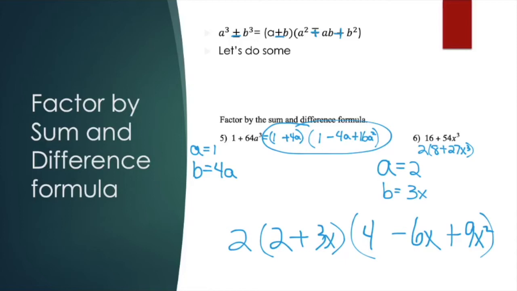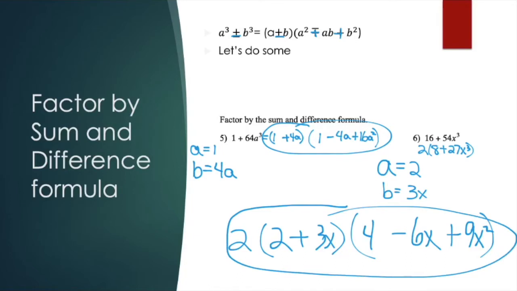Then it says B squared. B squared is 3, and 3 times 3 is 9. And X squared. So 9X squared. Okay, that makes sense. We're done. We factored by the sum and difference formula.